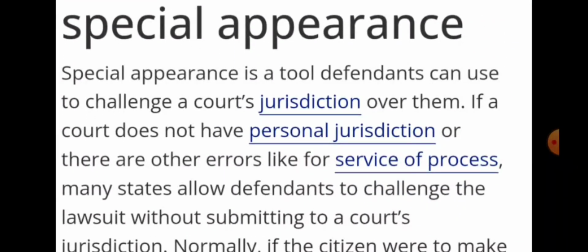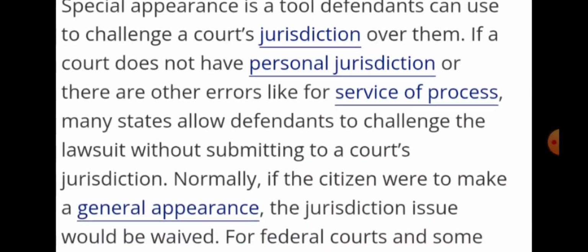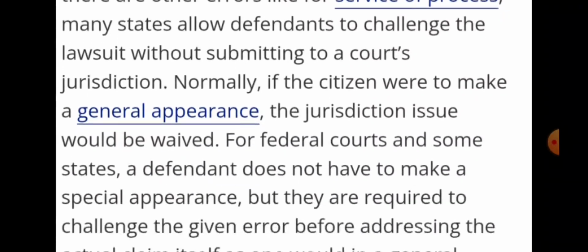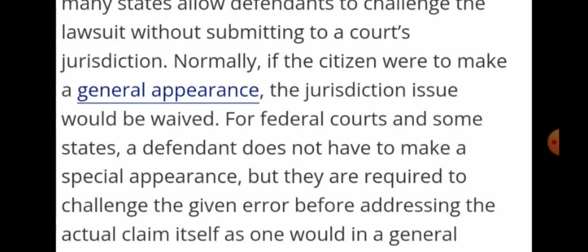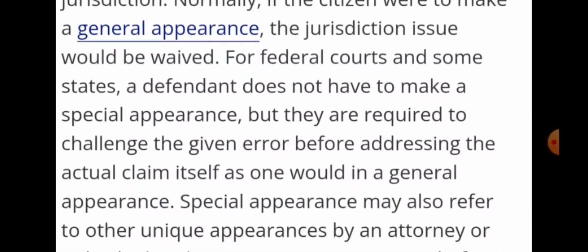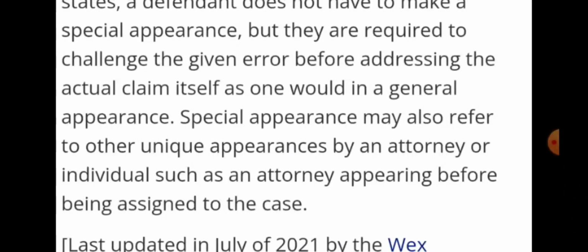Special appearance is a tool defendants can use to challenge a court's jurisdiction over them. If a court does not have personal jurisdiction, or there are other errors like the service of process, many states allow defendants to challenge the lawsuit without submitting to the court's jurisdiction. Normally, if a citizen were to make a general appearance, the jurisdiction issue would be waived. For federal courts in some states, a defendant does not have to make a special appearance, but they are required to challenge the given error before addressing the actual claim itself, as one would in a general appearance.